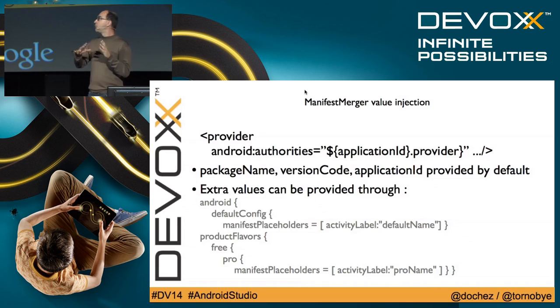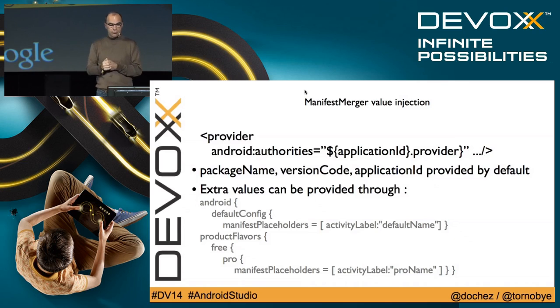We provide a few injections for free, like the package name, for instance, but you can have more. You can define your own placeholders, your own keys and values. So the key goes into the Android manifest XML, obviously, just like application ID at the very top. And then in the Groovy build.gradle, you can define those particular key value pairs.